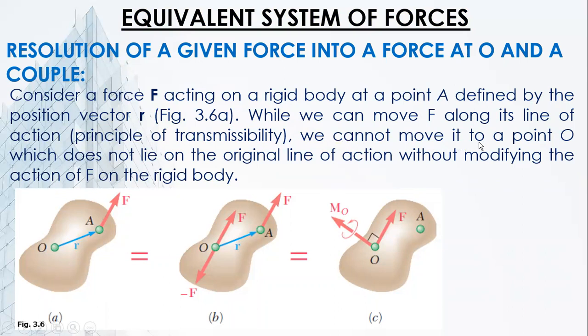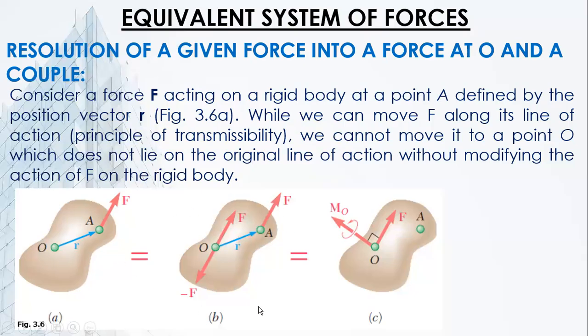But we cannot move it to a point O which does not lie on the original line of action without modifying the action of F on the rigid body. So the conditions of equilibrium will change if you transfer F to another point not on its line of action. If you transfer it to point O, it becomes a different condition, no longer the same as the original system.